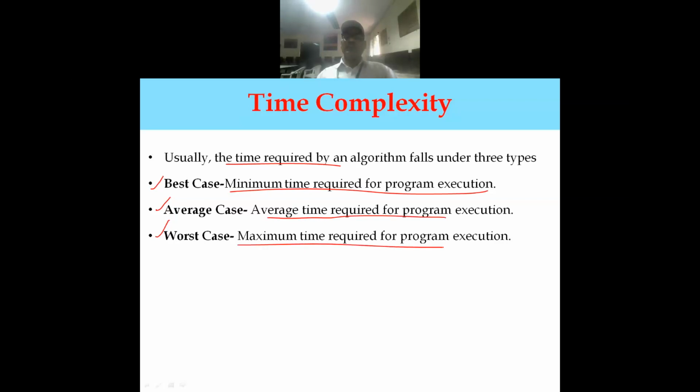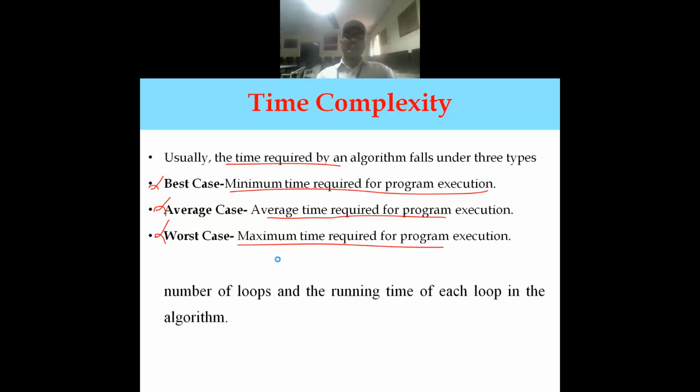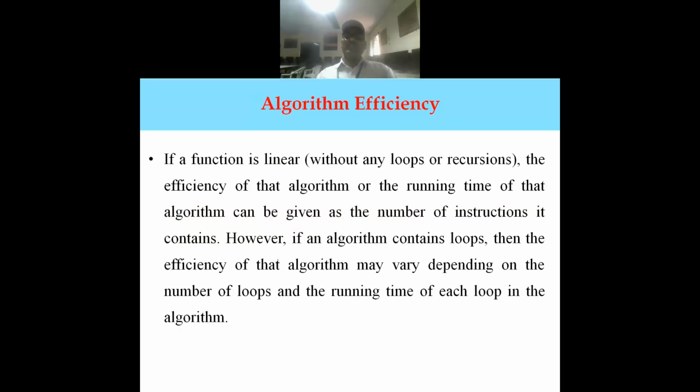So we will measure the time complexity of an algorithm in three different situations: how much minimum time is required, how much average time is required, and how much maximum time is required in the worst case. Best case, average case, and worst case are the three cases we consider to evaluate the time complexity of an algorithm.